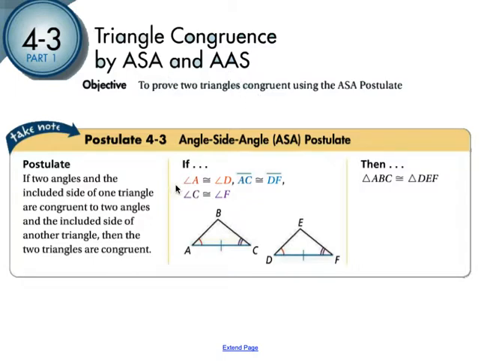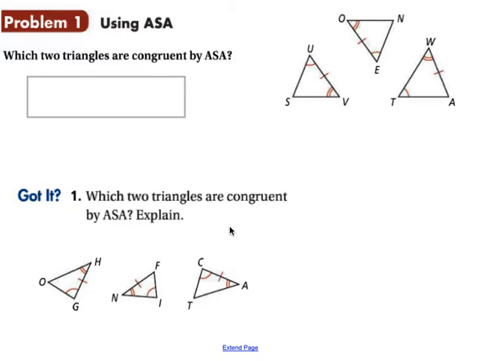So in this postulate, if we have two angles and the side between those two angles are congruent in our diagram, then we can say the triangles are congruent. So let's take a look at how we're going to use this to prove triangles are congruent.